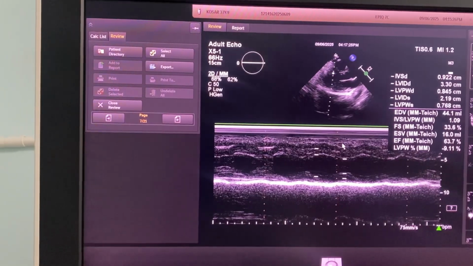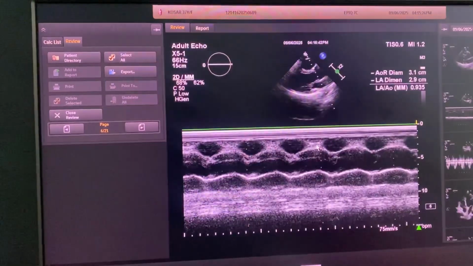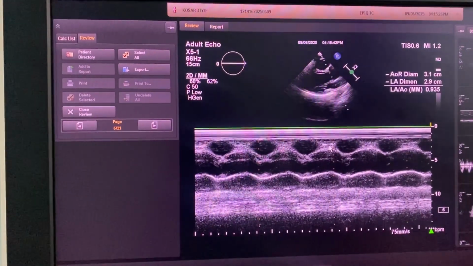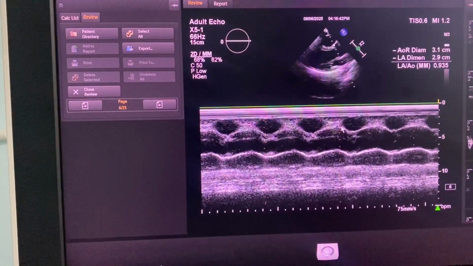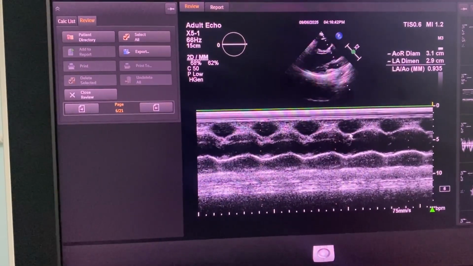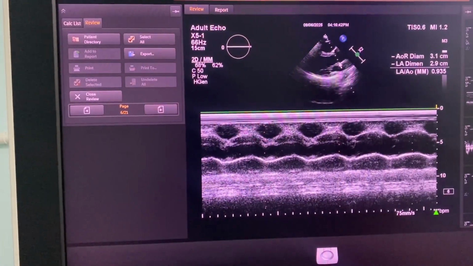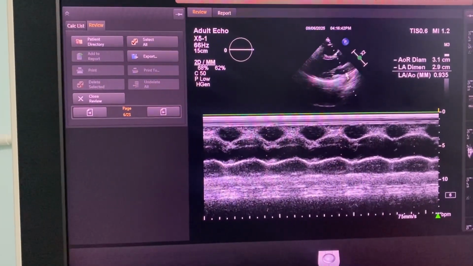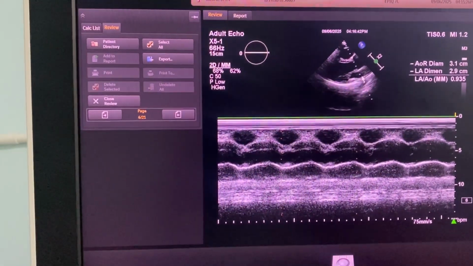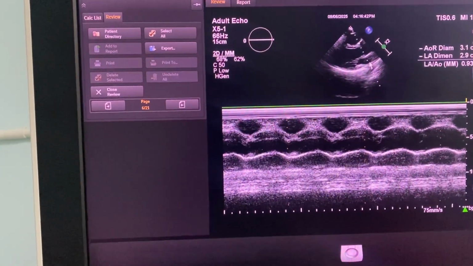These are the measurements you have taken in the parasternal short axis at the level of the papillary muscle. This is the M mode at the level of the aortic valve. The first one was at the level of papillary muscle. These are the measurements we can take: the RVOT measurement, the aortic valve measurement, the aortic diameter, and also the left atrial diameter. We can measure from here, from the parasternal long axis, with an M mode at the level of the aortic valve.